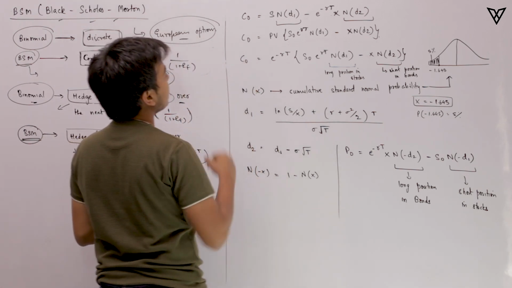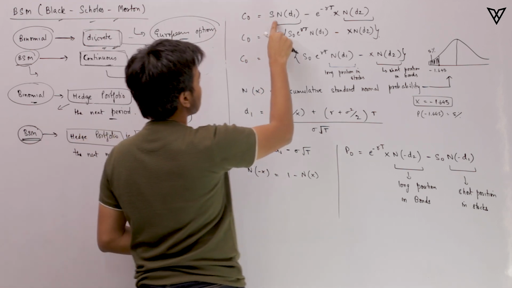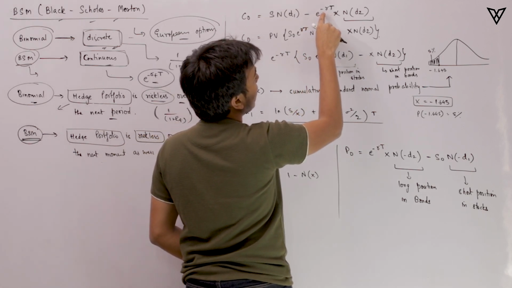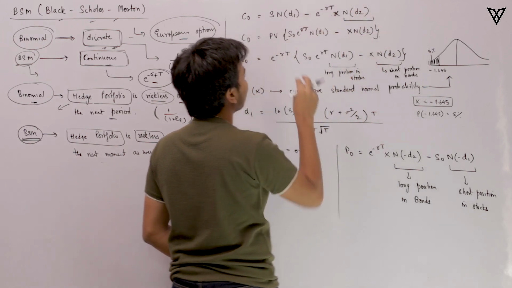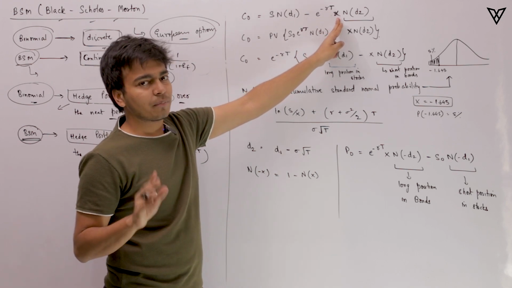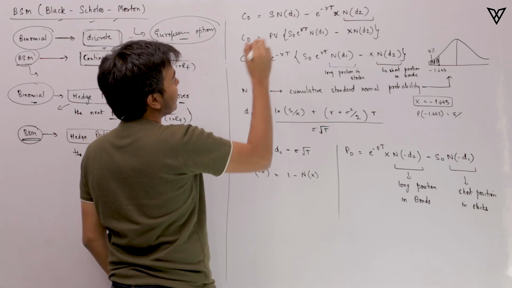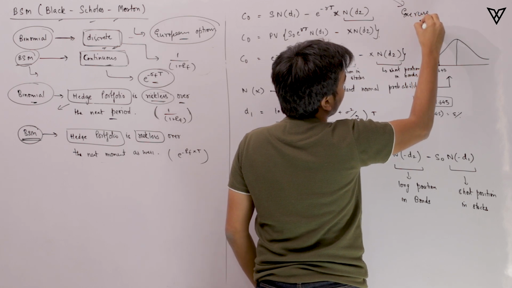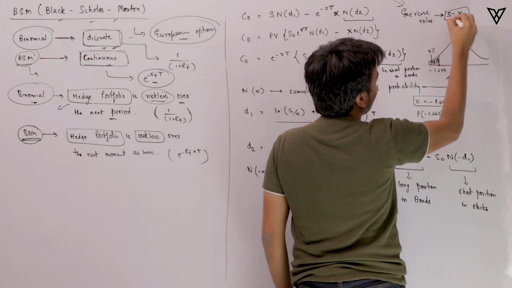When you start with the BSM model and try to value the call option, the formula goes like this: S into N(d1) minus e to the power minus RT into X into N(d2). Now this X is nothing but the exercise price of the call option. So what exactly it means is it relates to the exercise value of a call option. If you can recall, the exercise value of a call option is nothing but the stock price minus the exercise price.